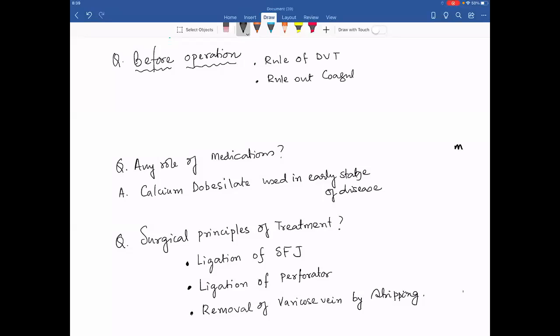coagulopathy. Because remember, you are operating on a vein, a vessel. So if there is a problem with coagulation, things will not be very happy for you. So this is a simple procedure, but this is all that you need to know.